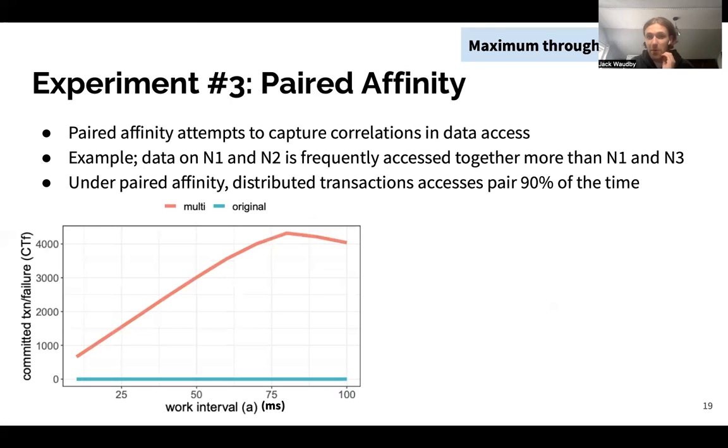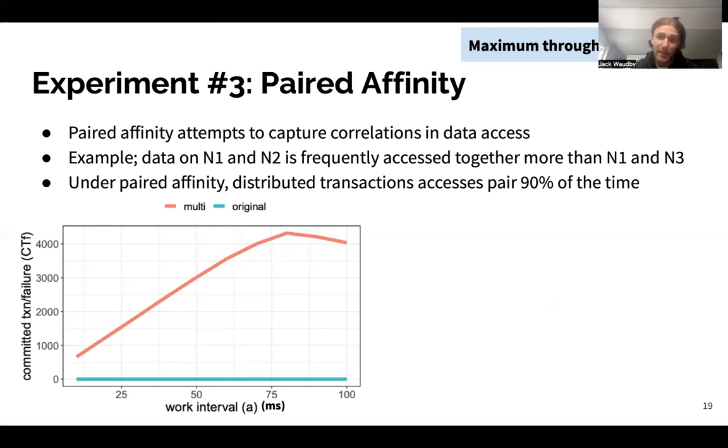And we use the maximum throughput model again. And as you can see here, we actually start to see some difference between multi-commit and the original commit. On the x-axis, we are varying the work interval from around 10 milliseconds up to 100. And on the y-axis, we have the transactions that are committed when a failure has occurred. Obviously, this is 0 for the original commit, because you always discard all of your transactions. But you can see here in multi-commit, at around 80 milliseconds, we are getting over 4,000 additional transactions committed when node failures occur.